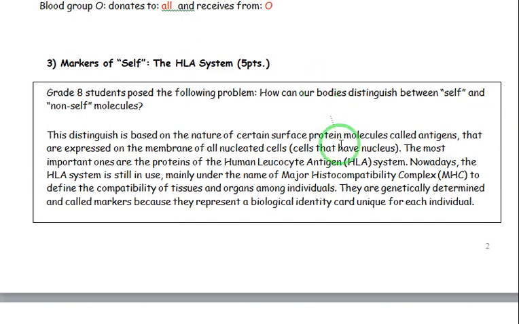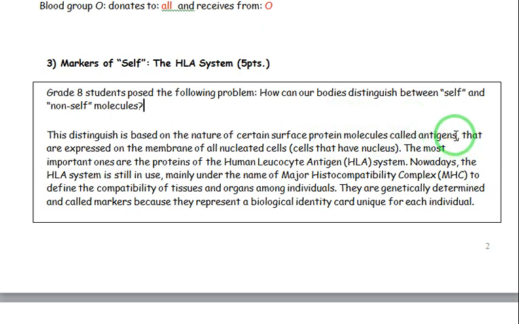Look at this text. Grade 8 students like you pose the following problem. How can our bodies distinguish between self and non-self molecules? Because this sentence ends with a question mark, this is the posed problem. This distinction is based on what? It depends on the nature of certain protein molecules called antigens.